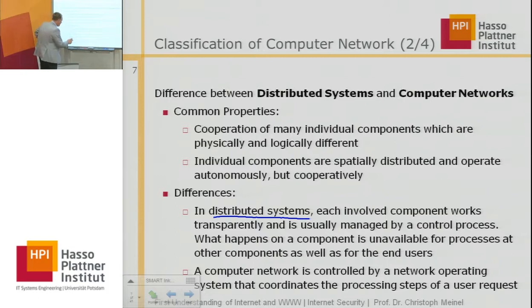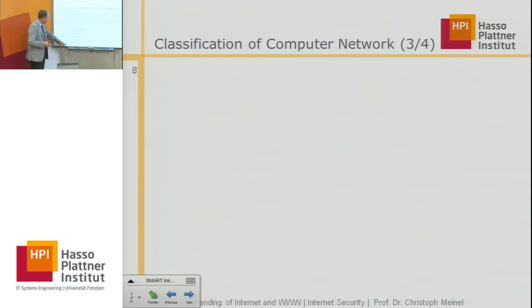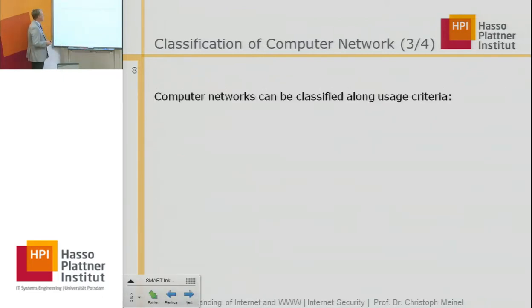If we consider computer networks, then this is different. A computer network is controlled by a network operating system, and this network operating system controls the processing steps of the user request. And in a computer network, the user can realize which part of the network has done what computation.